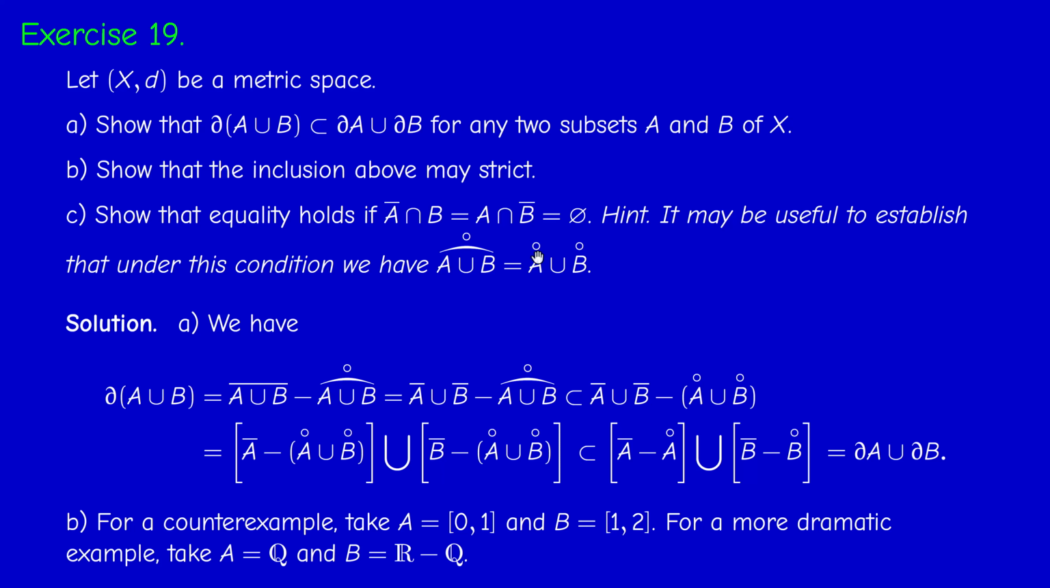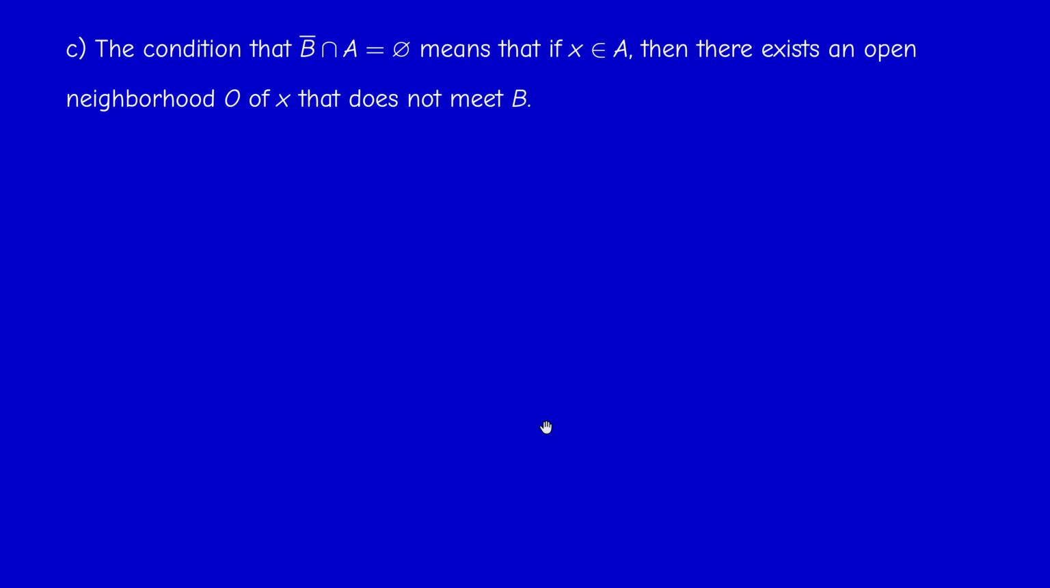But first, we have to prove this relation. And how do we prove this relation? We just have to prove the reverse inclusion. So we know that this is contained in this. So we have to prove that this is contained in this. So we take an element in the interior of the union and prove that it's there. So the condition that B bar does not meet A means that if X is in A, then X is not in B bar. And by proposition 1.8, there exists an open neighborhood O of X that does not meet B. Okay? So now, if X is in the interior of the union, then we have 2 things.